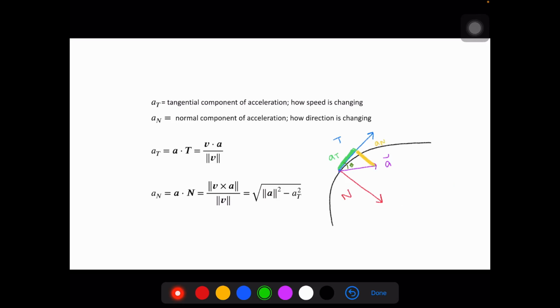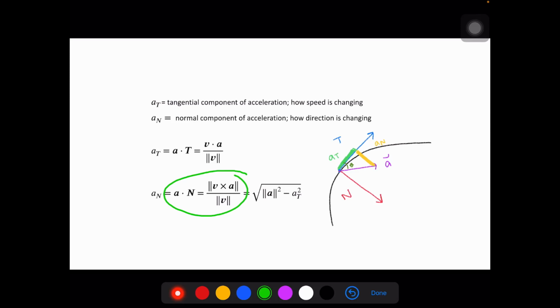So then to find my normal component of acceleration, it's that distance that I've drawn in yellow. So you can do something similar with right triangle trig. I'm not going to do that in this video just to save time, but you can actually show that your normal component of acceleration is a dot n, and that can be written as the magnitude of the cross product of v and a divided by magnitude of v. And again, I'm not going to go through a proof here, but it comes from the fact that we had a formula for our magnitude of our cross product that involves sine of theta, and so we can arrive at this using the right triangle trig as well.